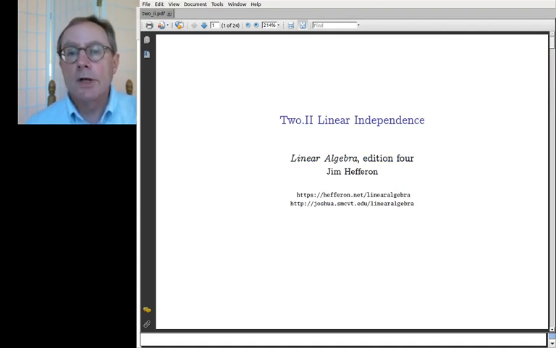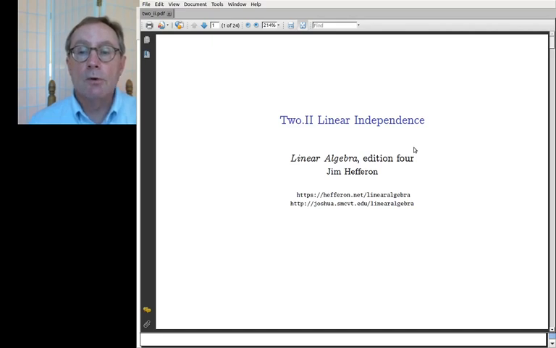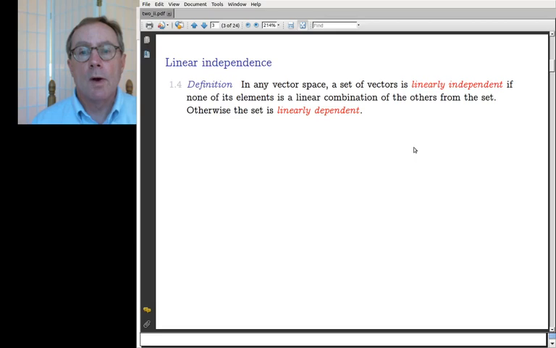Linear independence. I want to introduce an idea here based on what we talked about in the check-in, and I know the last video was pretty long. Fortunately, this one's relatively short. I want to introduce an idea that talks about having a minimum number of members of those spanning sets. So I have to define the term, and then we're going to see that it relates to a minimum number. In any vector space, a set of vectors is linearly independent if none of its elements is a linear combination of the others.